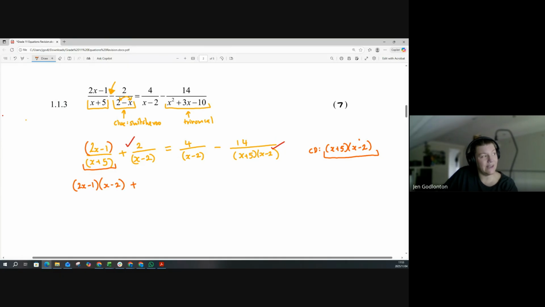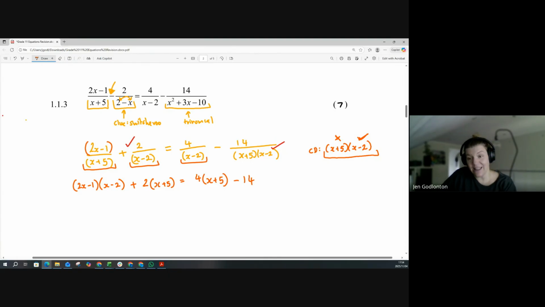Okay, cool. Next one. I've got a 2. Here, I've got x minus 2. So I've got this one, but I don't have the x plus 5. So I'm going to multiply that by x plus 5. That's equal to 4. Here I have x minus 2, but I don't have x plus 5. So I'm going to multiply that by x plus 5. And here I have both. So I can just keep that as minus 14.